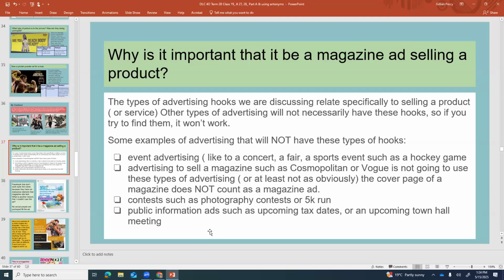Advertising to sell a magazine, again, also the same thing. Contests, photography contests, 5K runs, don't use them. Doesn't work very well. Also public information ads like, oh, here's your upcoming tax date. Again, not really selling a product, very hard to use. Make sure they're selling a product.